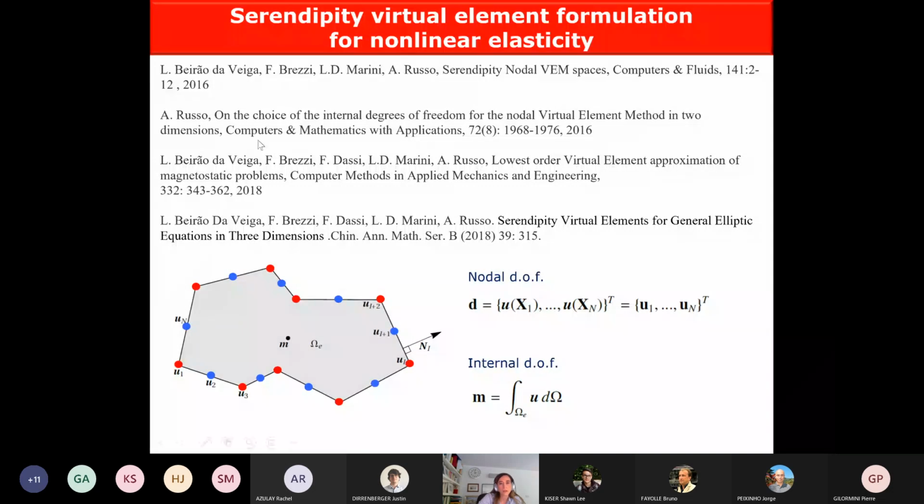Here there are some referential works. The idea in this formulation is that it is possible to get rid of the internal moment, so of this internal degree of freedom. And the name is borrowed from the finite element literature, because in finite element, the serendipity elements are 8-node elements obtained by eliminating the internal node of a 9-node element. So this is why the name serendipity, because it's a second order element without internal moment.